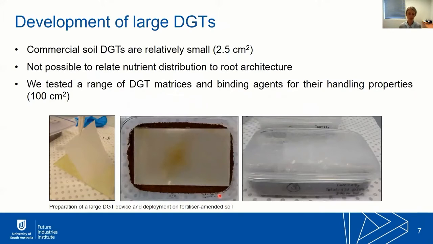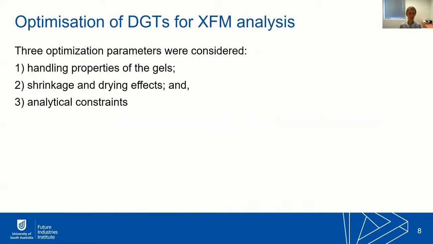As I mentioned before, commercial soil DGT is relatively small, with a surface area of only about 1 to 2.5 centimetres square. So our project initially last year was focused on making quite large DGTs and working out what materials are best to make them from and stand up best to the XFM analysis. We tested a range of DGT gels and different binding agents to look at their different properties. That picture shows the preparation of the large DGTs and their deployment in soil formation studies.